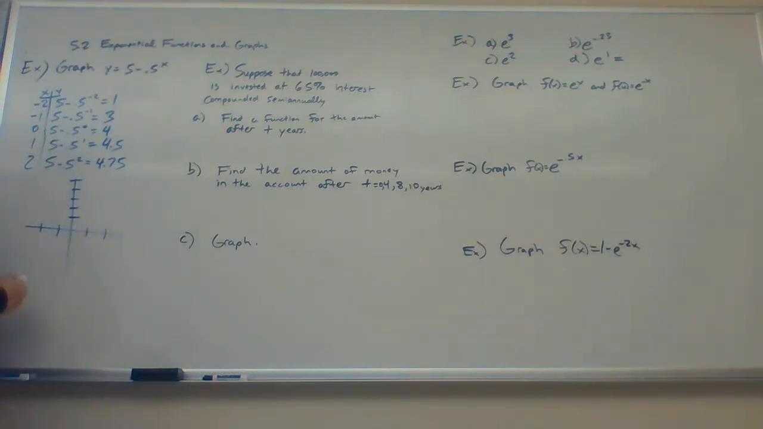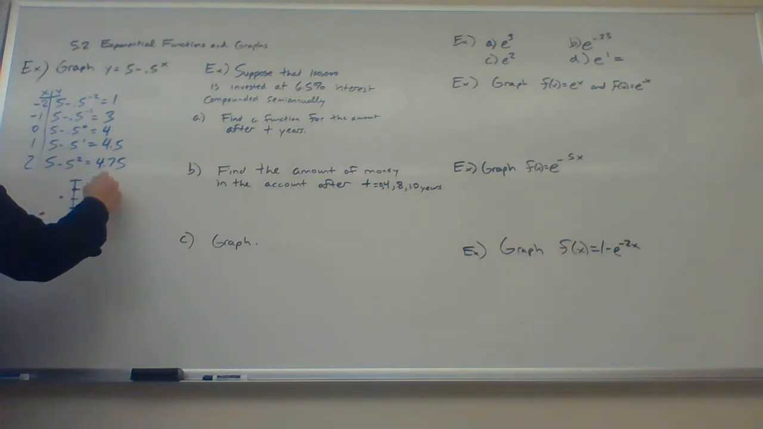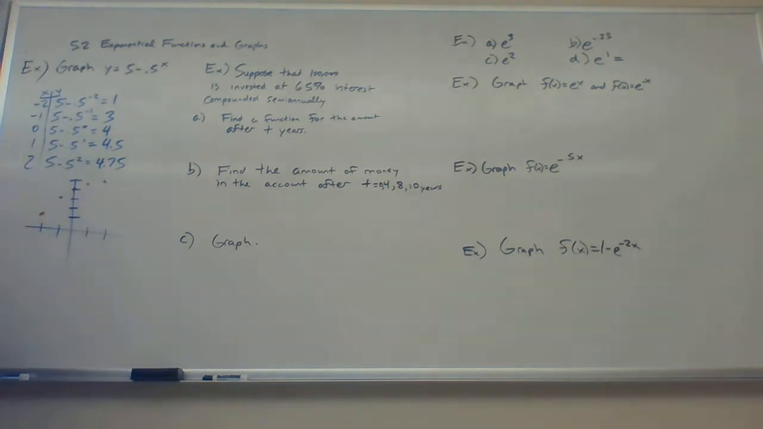And -2, 1, -1, 3, 0, 4, and 2, 1, 4.5, and 2, 4.75. Okay, so we end up with this kind of graph.